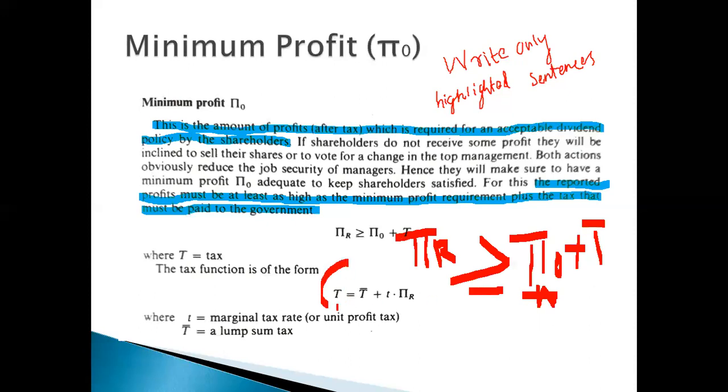Then the tax function takes this form. This is the total tax. This is a lump sum tax. And t, small letter t, is the tax rate. And pi r is the reported profit.